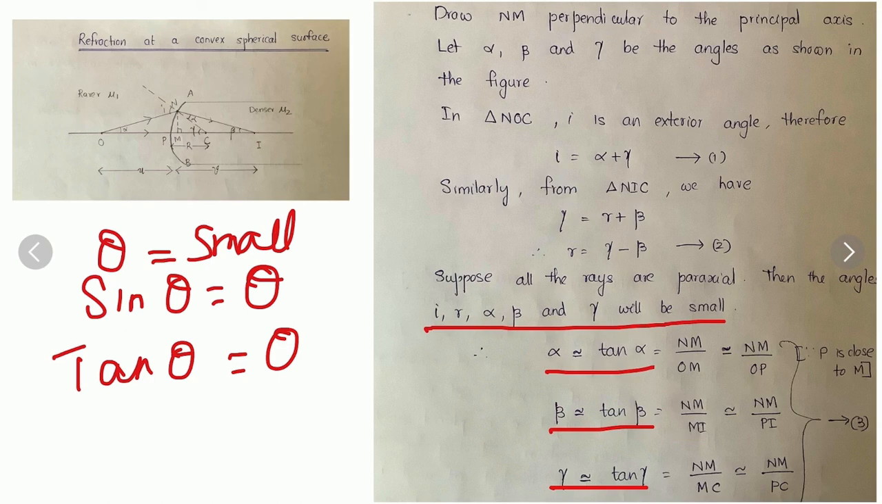Then tan gamma, gamma is here. In this triangle, tan gamma is equal to the opposite side NM by the adjacent side MC. So let us write three of them: tan alpha is equal to NM by OM, tan beta is equal to NM by MI, and tan gamma is equal to NM by MC.